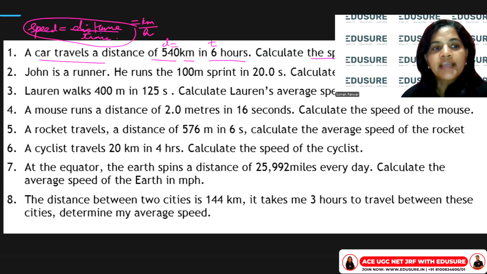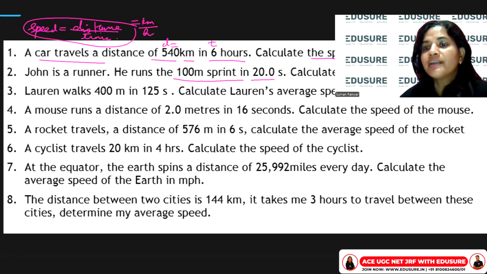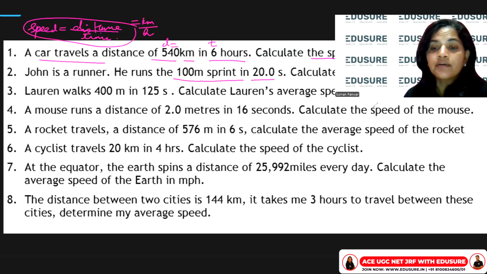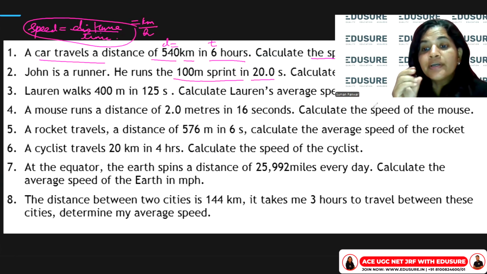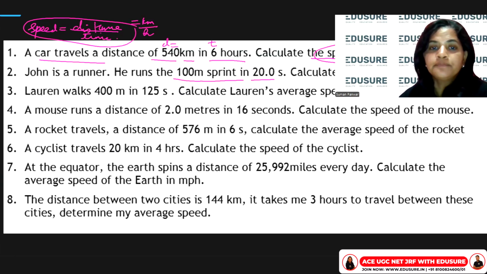All right. Second question. John is a runner. He runs a 100 meters sprint in 20 seconds. Calculate John's speed. So again, speed will be 100 meters divided by 20 seconds, which is 5 meters per second. Now, these questions are very simple, but they can ask you to calculate the speed in a particular unit. For example, in the first question, they can ask you to calculate the speed of the car in meters per second. In that case, you have to convert kilometers into meters and hours into seconds. All right, you have to be very careful.